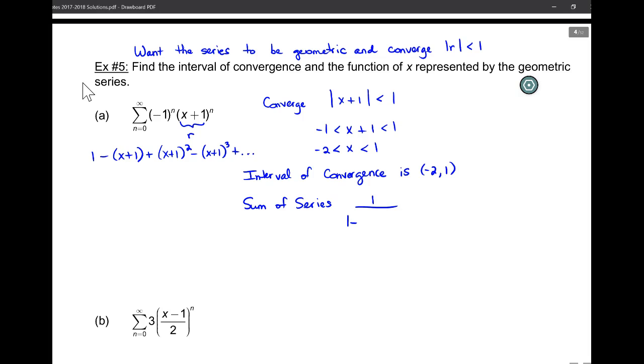So actually the common ratio is negative, but it doesn't really impact this inequality. We would end up with the same result. So actually when we go to find the sum of the series, we want negative and then x plus 1. So we actually get 1 over x plus 2. So the function that's going to be represented is f of x equals 1 over x plus 2. And again, that's for values -2 to 0.